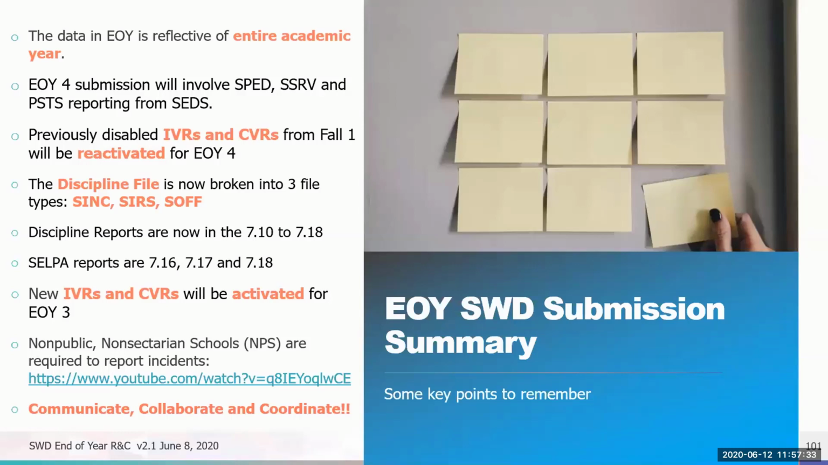The discipline reports that are relevant for special ed and students with disability are 7.16, 7.17, and 7.18. However, your students with disability are featured on other reports, and so if you're doing an intensive or exhaustive audit, you may need access to LEA level any report from 710 to 718. 710 to 718 are your incident reports. And then again, new IVRs and CVRs will affect the incidents as well, not just end of year 4. So end of year 3 has new errors.